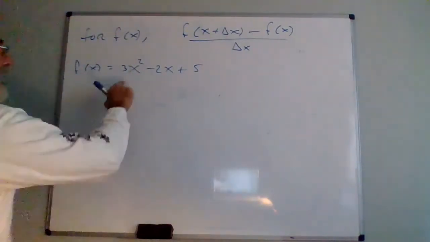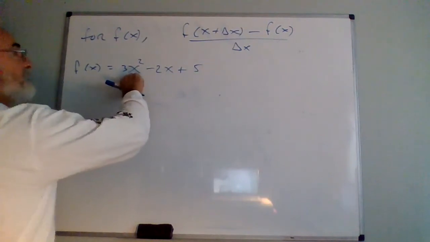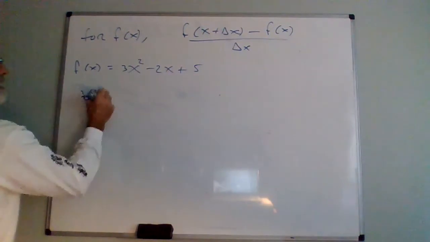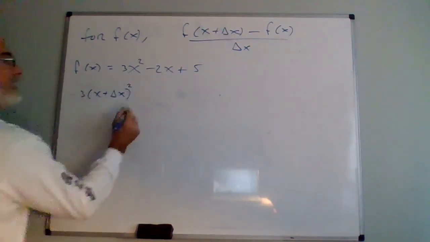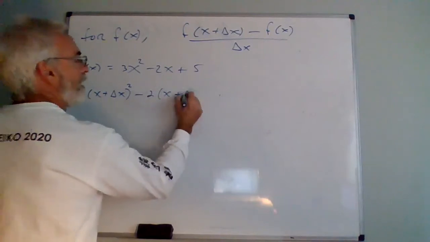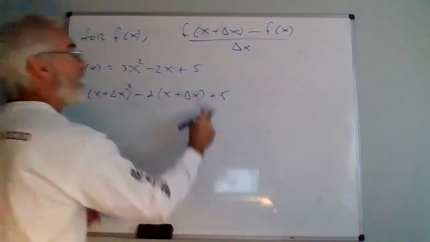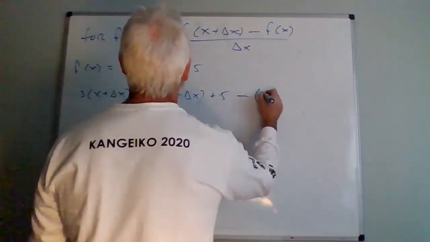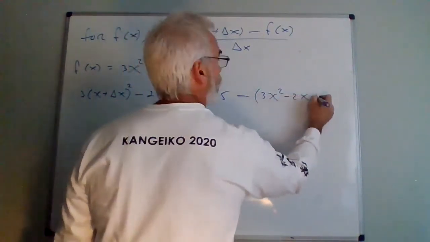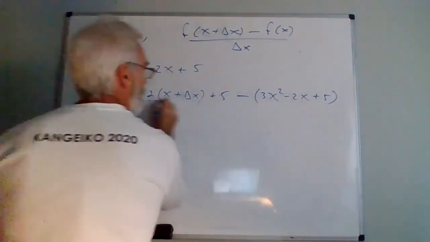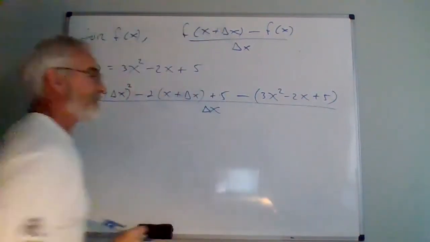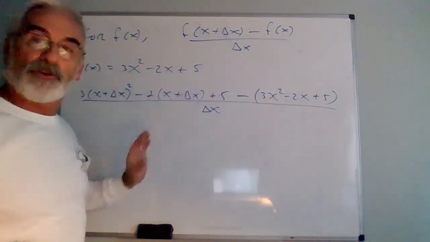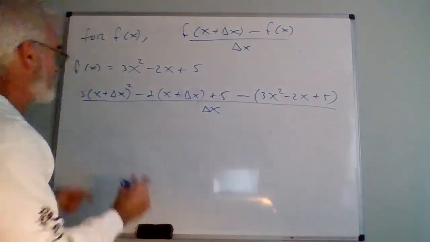So what I'm going to do is everywhere I see an x, I'm going to replace it with x plus delta x. So my quotient will look like this: 3 times the quantity x plus delta x squared, minus 2 times x plus delta x, plus 5, that's this piece, minus the entire function, all over delta x. Okay, so I need to expand this, I need to distribute, I need to gather like terms and do all that stuff. So let's take our time.